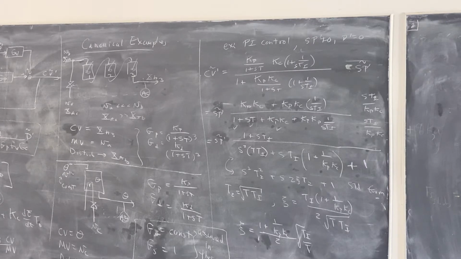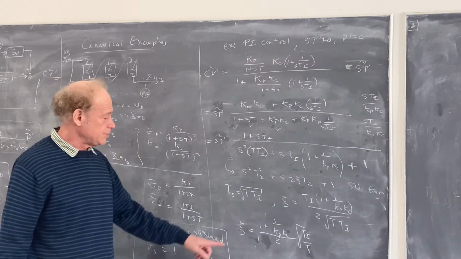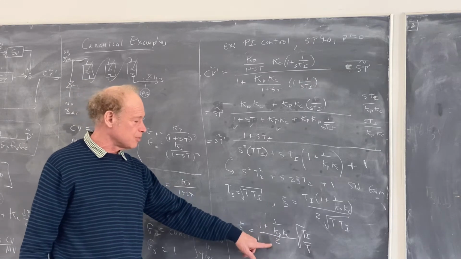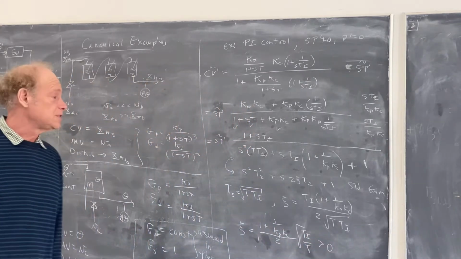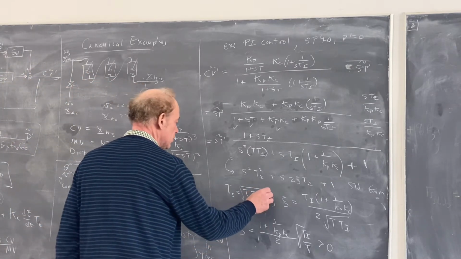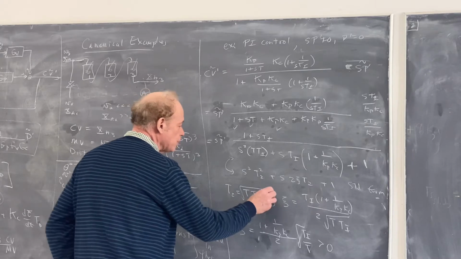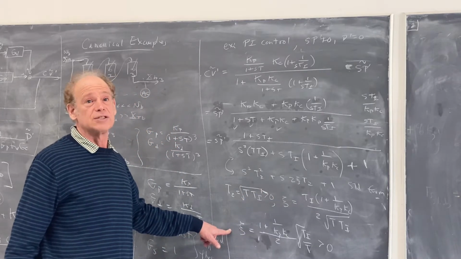That looks okay. So the first thing to notice is that C is greater than 0, because it's 1 plus a positive number over 2 times another positive number, so it's greater than 0. So that's the first thing that's positive, and obviously T2 is greater than 0. But what we don't know is if this is greater than 1 or less than 1.